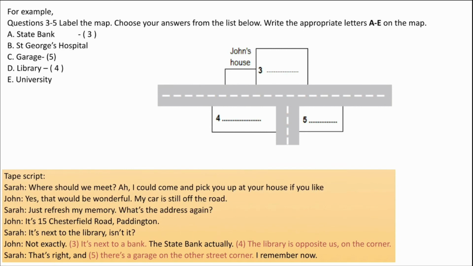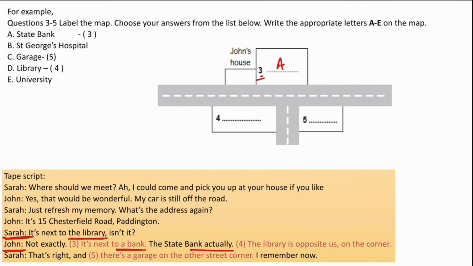Now in this audio, you hear that some of the words like next to, opposite us, other street corner are used by the speaker to refer to John's house. So here for question number 3, Sarah said that John's house is next to a library. Then John corrected it by saying, no, it's not next to the library, it was next to a bank, the State Bank actually. So the answer for 3rd is State Bank, that is A.